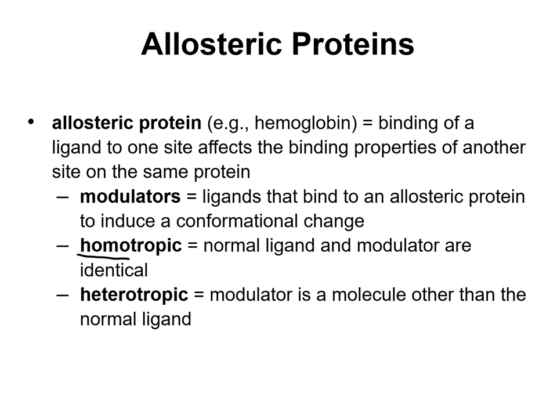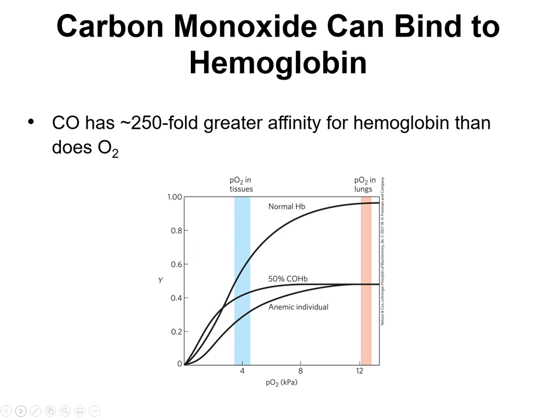Homotropic means that it's the normal ligand modulator pair. So if you think about our hemoglobin example, it would be hemoglobin and oxygen, right? Heterotropic is the modulator other than the normal ligand. So something else that hemoglobin normally wouldn't bind, that it doesn't do anything in terms of transporting, but there's a site for a molecule to bind to control the other binding site that's far off somewhere else. So let's talk about it.